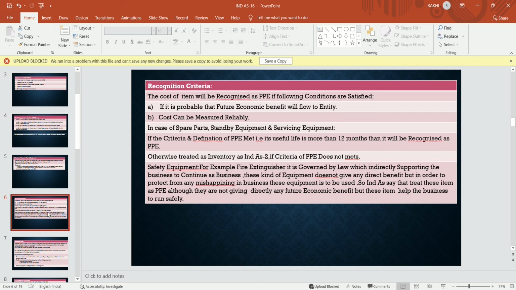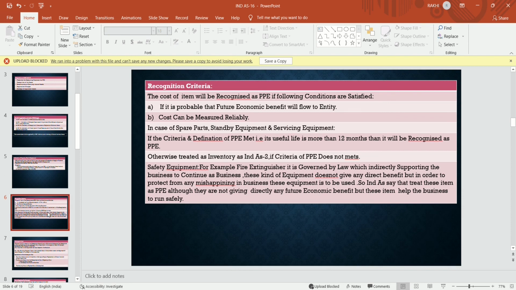Because we are taking the example of fire extinguisher, because fire extinguisher is governed by law, which indirectly supports the business to continue as a business. Means fire extinguisher is not directly utilized in the production process, administrative purposes or supply of goods, but it indirectly helps the business to run. These kinds of equipment do not give any direct benefit, but in order to protect from any mishappening in the business, this equipment is to be used.